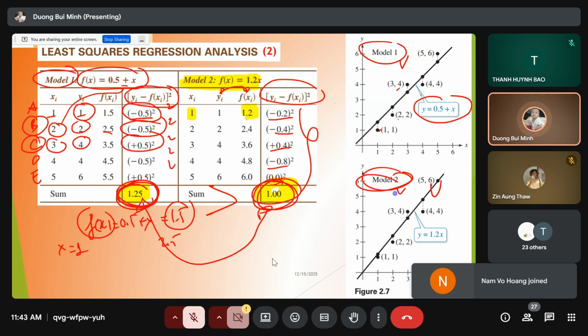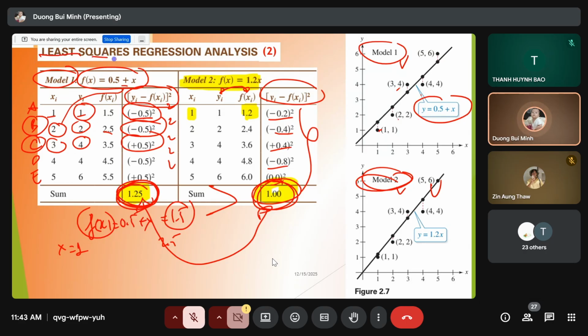Okay, so model 2 is better. This one we call least square regression analysis. Why do we say regression? We say regression because we have data points, and we fit, or regress, the curve to them. How can we regress the curve? And how can we know this one is 0.5 plus x and this one is 1.5x? Later on I will tell you.